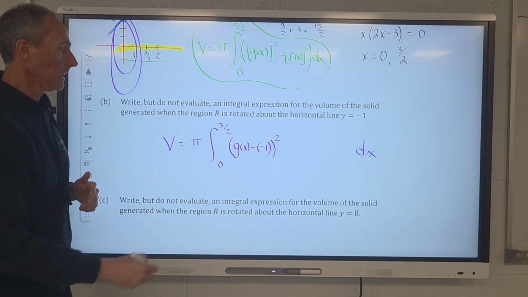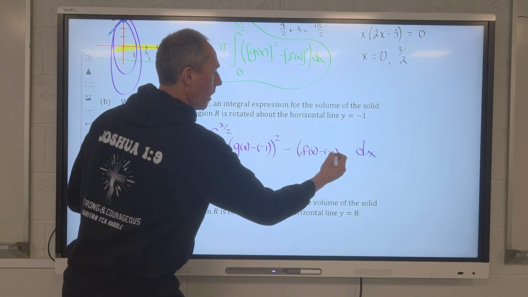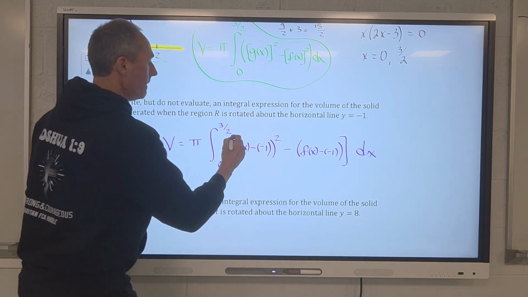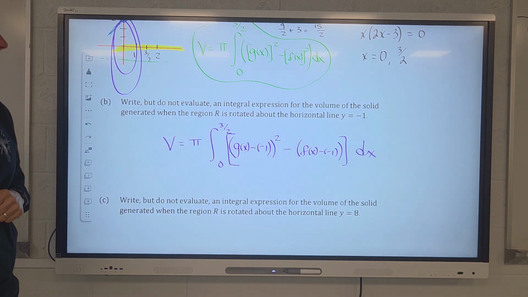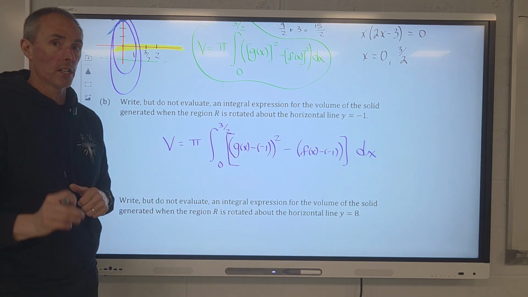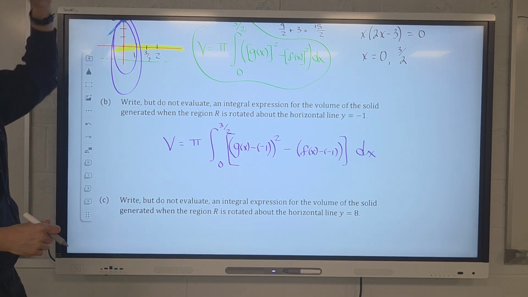Same thing for the inner radius. So now I'm going to do the same thing here, f of x minus -1. And that's the real big change to the setup. Now, one other change that could happen, let's go to the other side, the top of those curves.